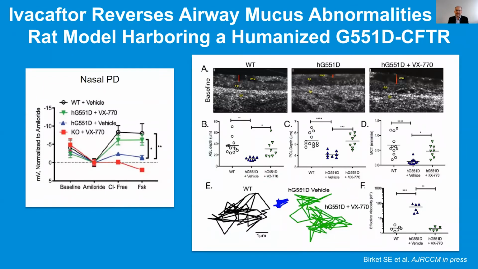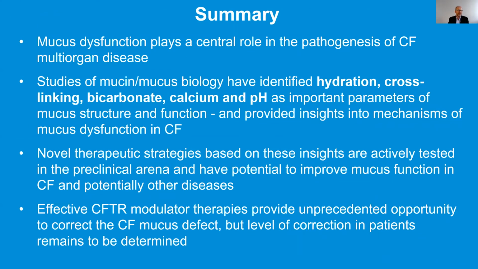And in the next study, in a CF rat with a humanized G551V CFTR mutation, by again using optical coherence tomography and particle tracking microrheology, it was found that restoring CFTR function by ivacaftor indeed has beneficial effects on ASL and PCL depth, as well as mucociliary transport across the surface of the native rat trachea, in that it improved particle mobility and movement and resulted in a significantly improved viscoelasticity of this CF rat mucus, which I think is really promising: restoring CFTR function has beneficial effects on the CF mucus abnormalities. Briefly, I want to summarize my presentation.